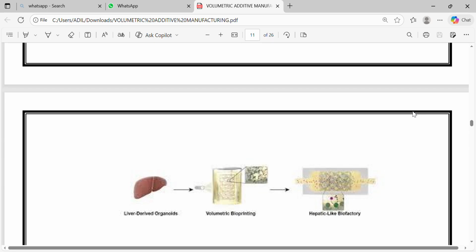Volumetric bioprinting organoids are used in a bioprinting process. Hepatic-like factory, the outcome is the biofactory mimicking liver function. This process likely aims to create a functional liver-like structure for research or therapeutic applications.